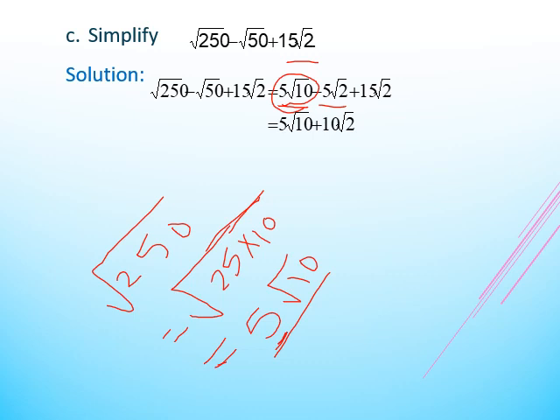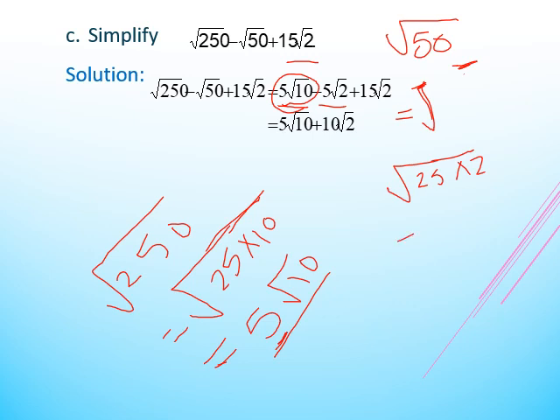It is the same idea because we can say that root 50 equals root 25 times 2. So root 25 equals 5 and the root 2 remains the same. This is for the second term. And finally, the 15 root 2 will be the same and we can't simplify it anymore. Here we have two roots that have the same value. 5 root 2 plus 15 root 2 and this will be 20 root 2.